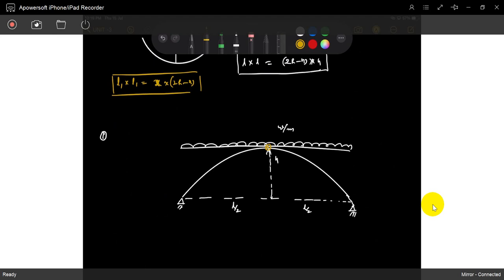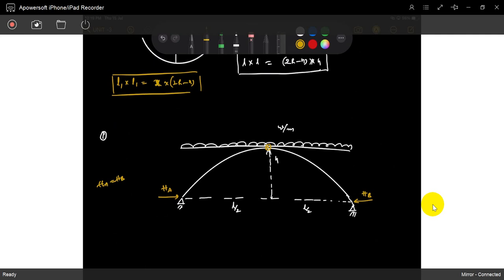See what the reactions are. Vertical reactions. We don't know the H. So you can easily conclude that H is the same on both sides, because the vertical load is applied symmetrically. So automatically you can conclude that HA is equal to HB. So both are H, you know it. Very simple. If it is not symmetrical, the H's are different.